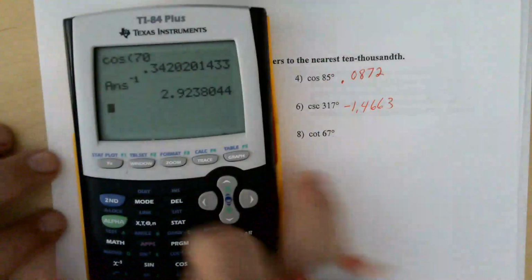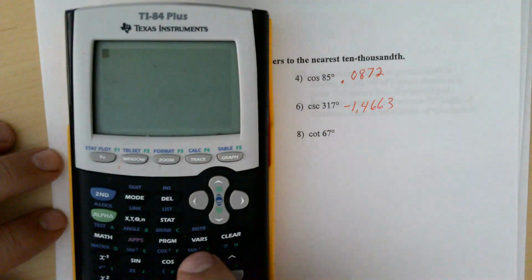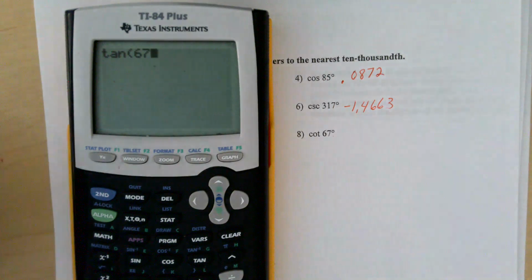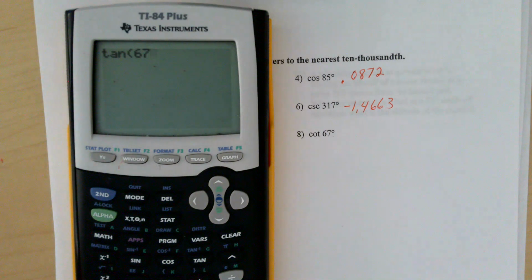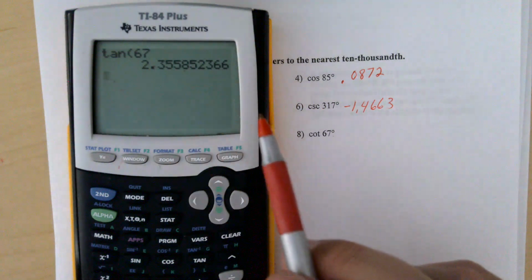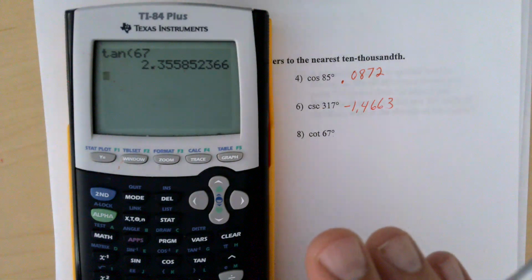So that's how you want to think about it. And then finally, the tangent. I'm going to do the tan of 67. Again, tan compares the opposite over the adjacent. And so if you think of a 67-degree angle, it's a pretty big angle. So when I hit the tan of this, it makes sense that the opposite side would be more than double the adjacent if you actually drew a right triangle with that measurement.